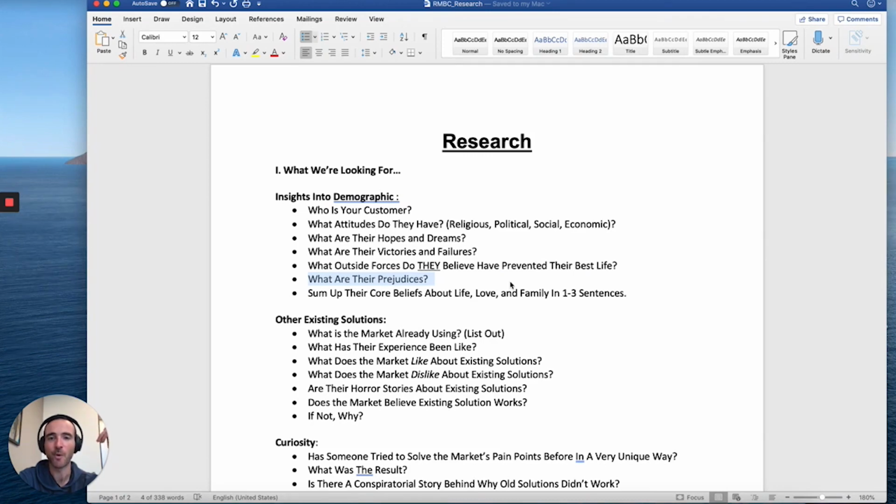And then finally, we want to sum up their core beliefs about life, love, and family in 1 to 3 sentences. So this is really where we sum up a statement of who this person is. So they're typically between the ages of 45 and 65, and they believe that the economy is rigged and the political system is broken, but that's something they can live with because family is everything. They think that marriage is sacred, and they believe that the greatest gift in the world is being a loving parent to children and grandchildren. Something like that maybe, or something that just sums up their core beliefs. So we want to do that as well.